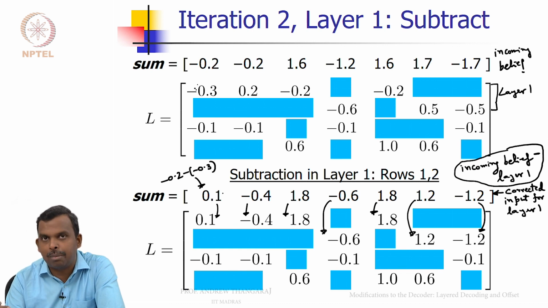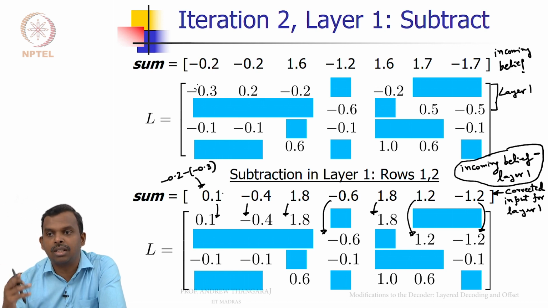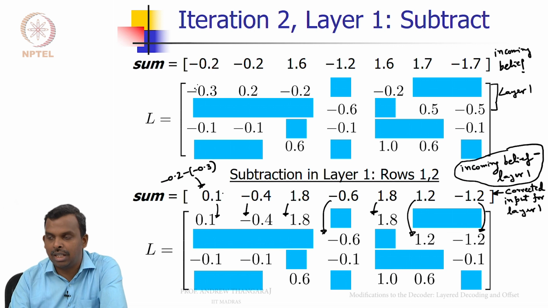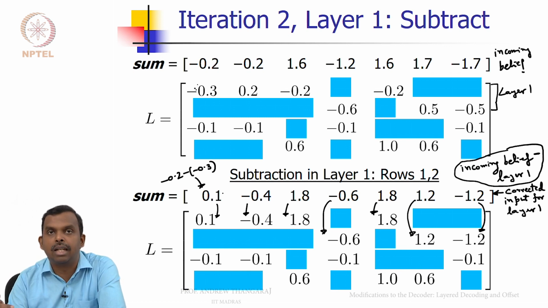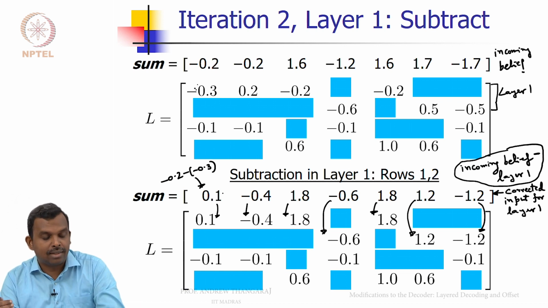There are some 2-3 things happening here, and this step is very important. If you do not do this correctly, a lot of instability will happen in your decoder, because you will be reusing the information you already used. The information that came from layer 1 before got added to the incoming beliefs, and then it has to be subtracted now and updated, and then you have to use it. So, it's a crucial step in the layer decoder. Once you do this, you are set.